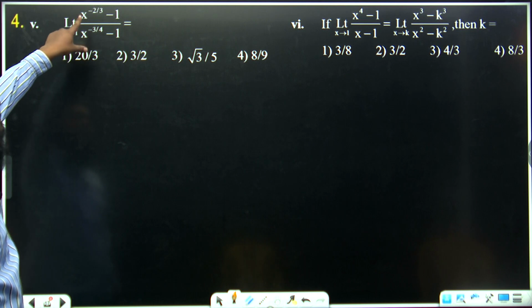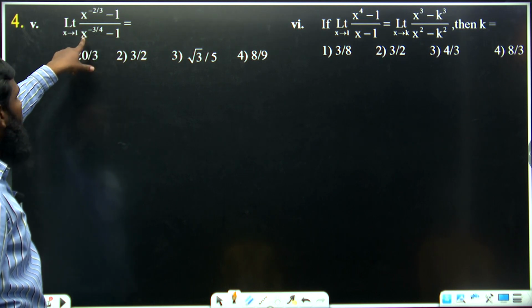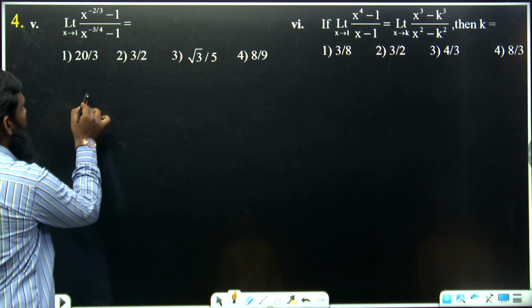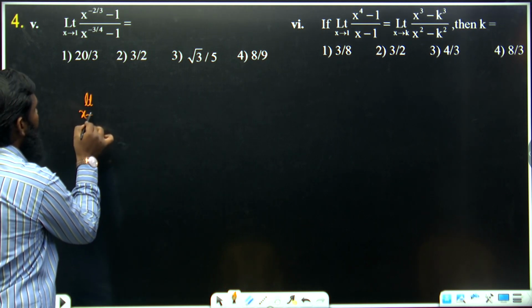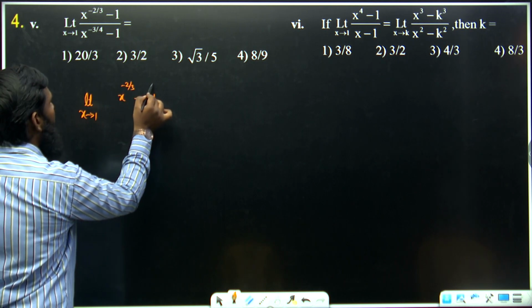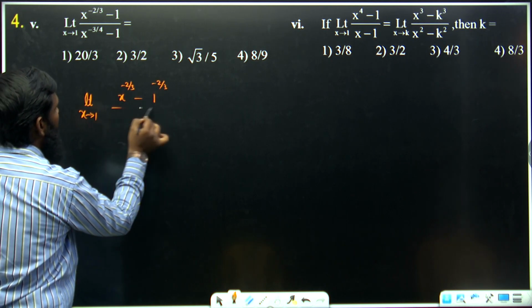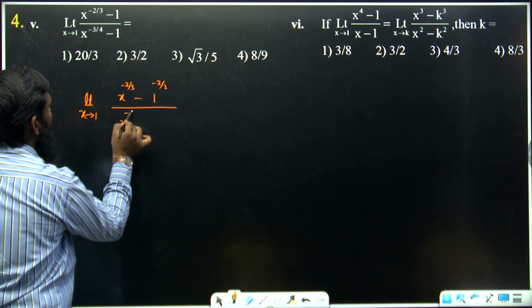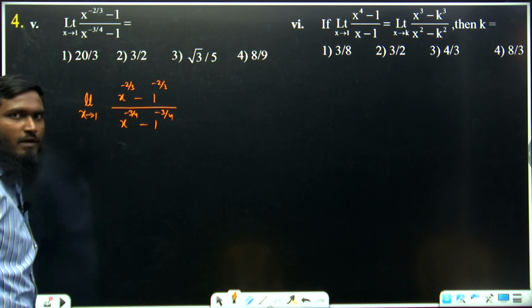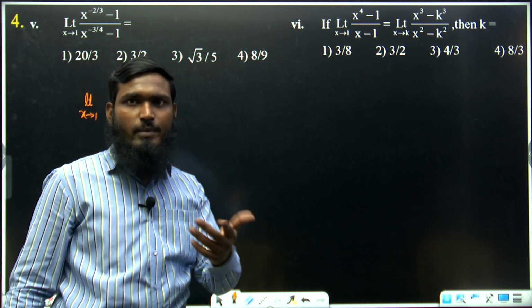Limit x tends to 1, x power minus 2 by 3 minus 1 by x power minus 3 by 4 minus 1 we are having. Now for this part also the same concept we are applying over here. Limit x tends to 1, x power minus 2 by 3 minus 1 power minus 2 by 3. Next, divided by x power minus 3 by 4 minus 1 power minus 3 by 4, like this we have taken. 1 power any number will be equals to 1 only.